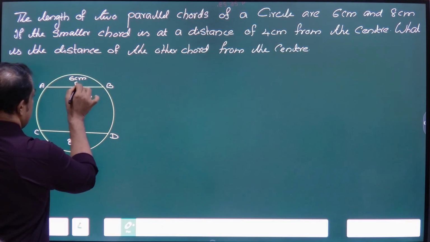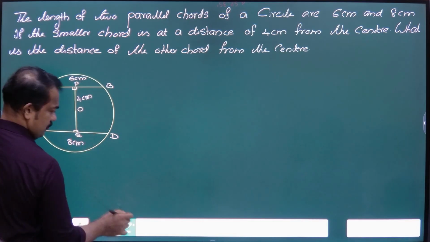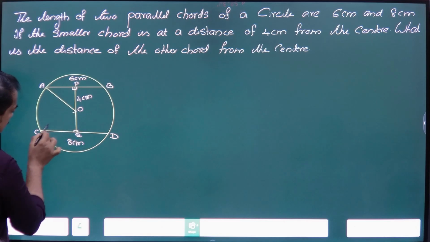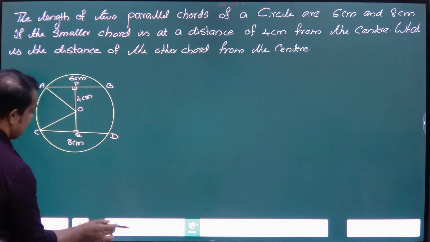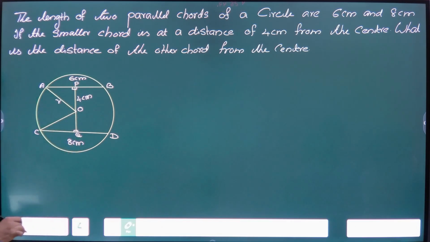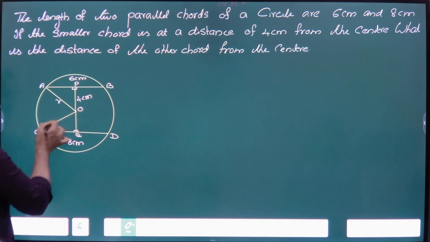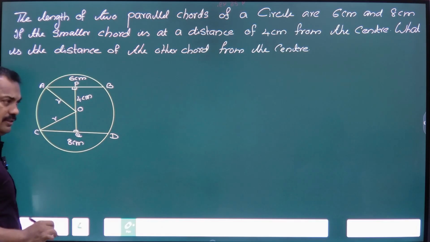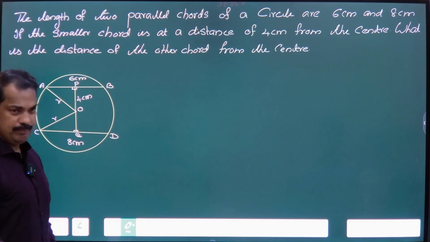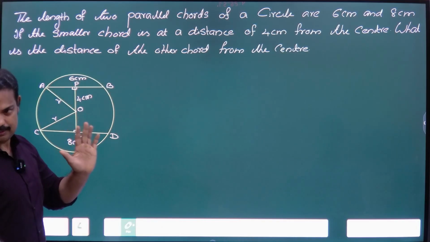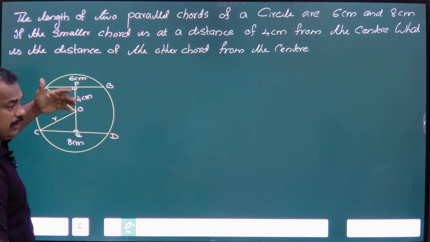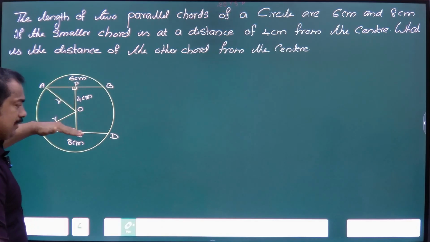This is P and this is Q. Join OA and OC. What is OA? Radius. OA is the radius of the circle. And what is OC? Radius. We can write R. OA is equal to OC, radii of the same circle. The same method as in the last question, you have to apply here 2 times, for this chord and this chord.